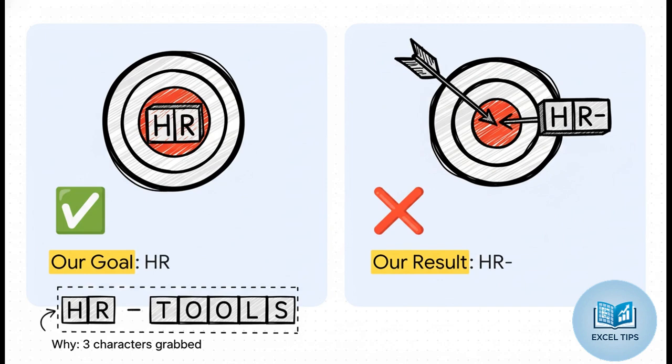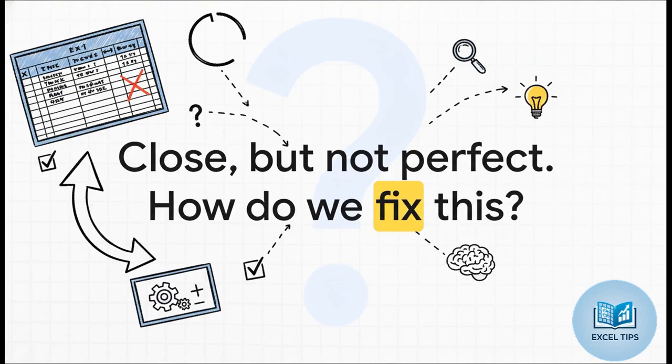This is such a common mistake, and it's a great learning moment. We told Excel to grab 3 characters, and it did exactly what we asked. It grabbed the hyphen, because that was character number 3. Precision is everything here. I mean, we are so close. The logic was almost perfect. We just miscounted by 1. So take a look. How do we tweak this formula just a little bit to get that perfectly clean result we're after?